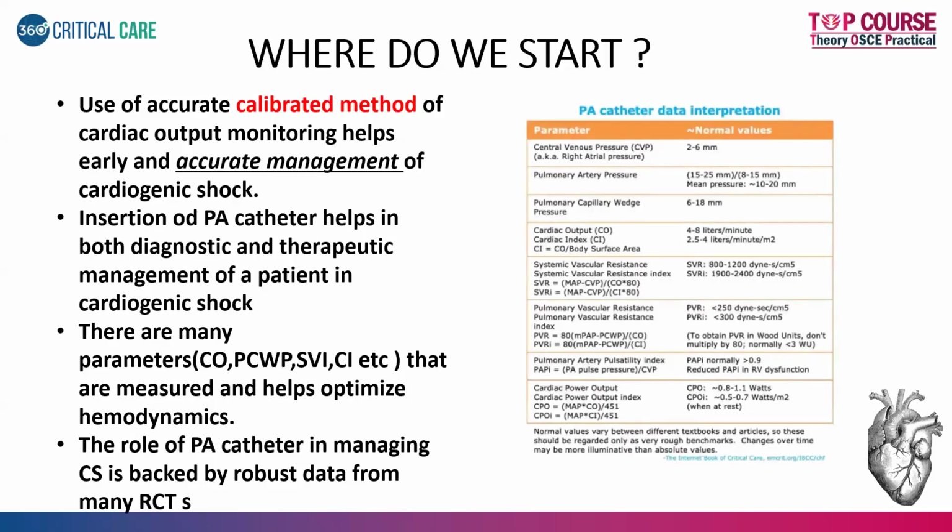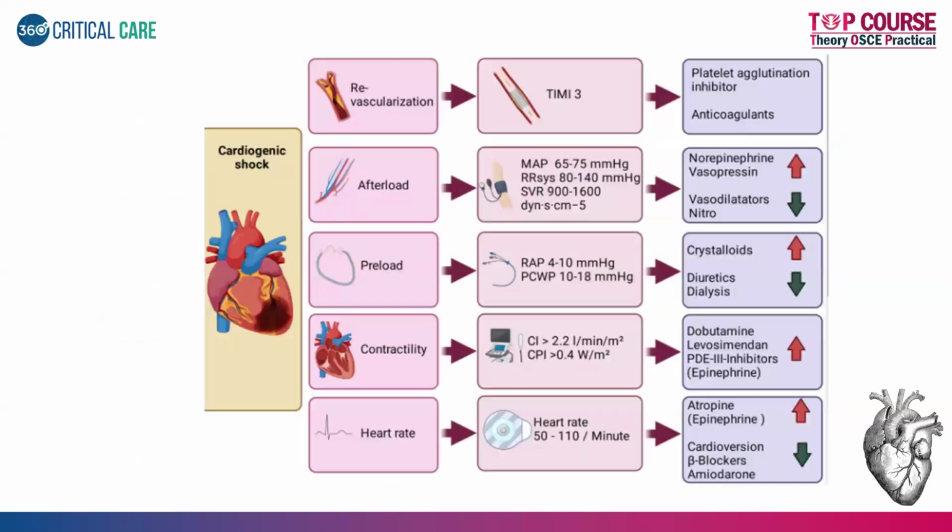So whenever you have a PA catheter, you can measure all the other parameters like cardiac output, pulmonary capillary wedge pressure, systemic vascular resistance, and stroke volume. You can also measure the cardiac index and the cardiac power output. Based on all of this data, we can understand where exactly the problem is, and then better treat the patient. Whether the patient needs a particular type of therapy can be deduced from these parameters.